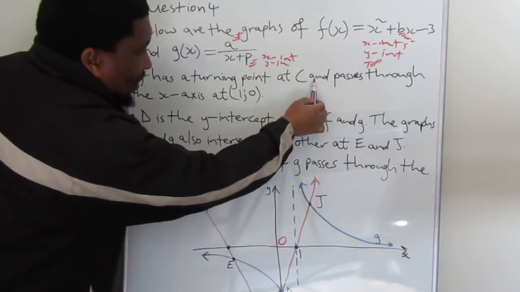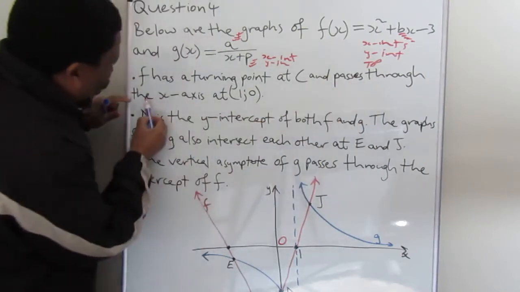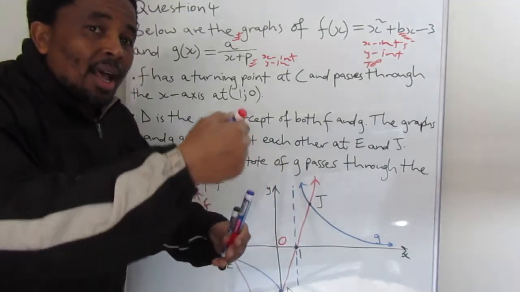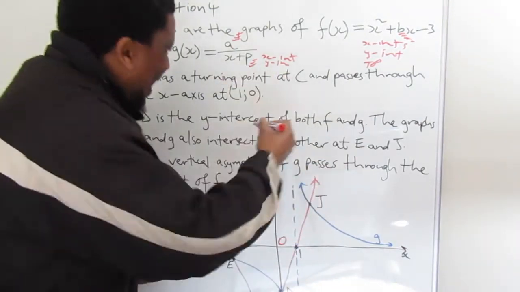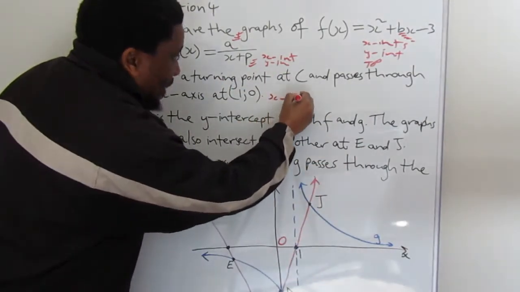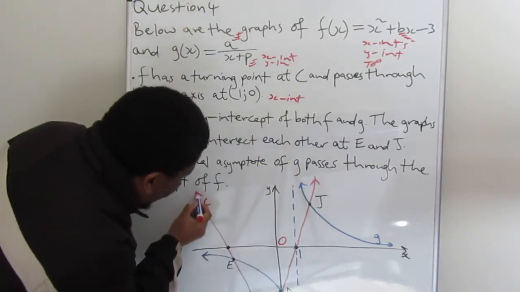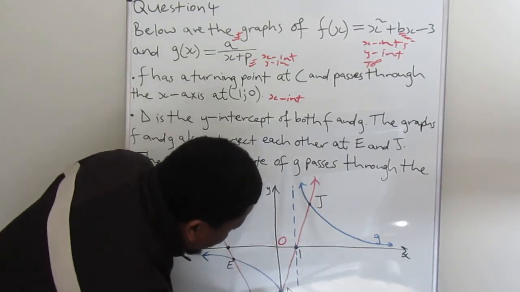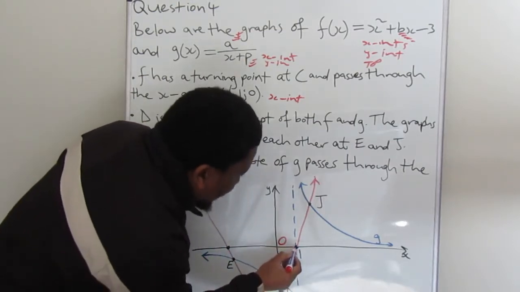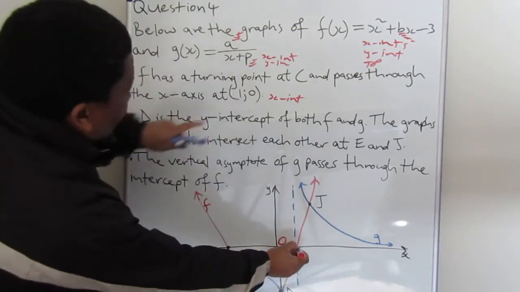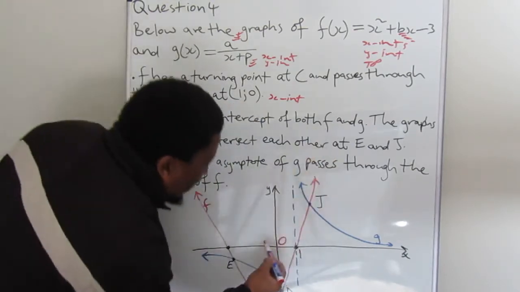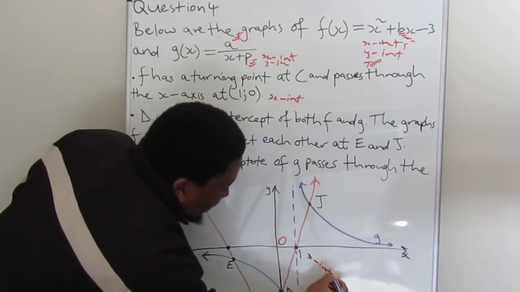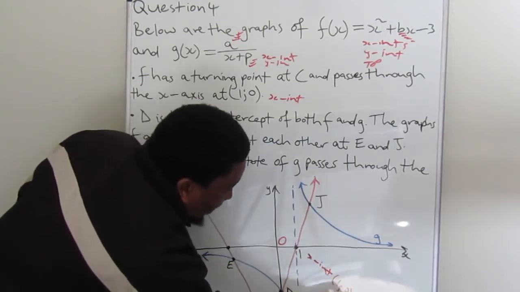Then I read that this graph passes through the x-axis at (1, 0). So here I am given my x-intercept. There is my parabola, and at that particular point, it's 1 and 0. It cuts the x-axis. This is my x-intercept, (1, 0).